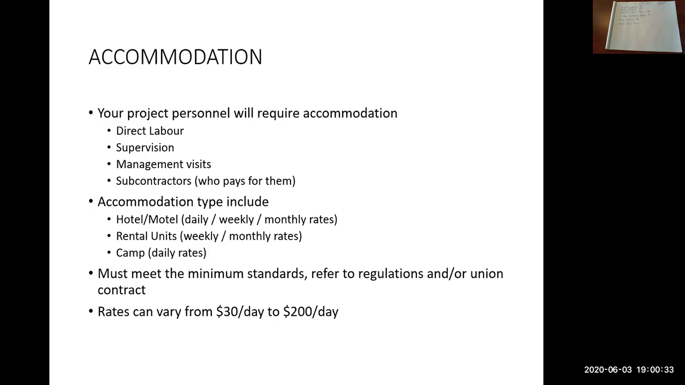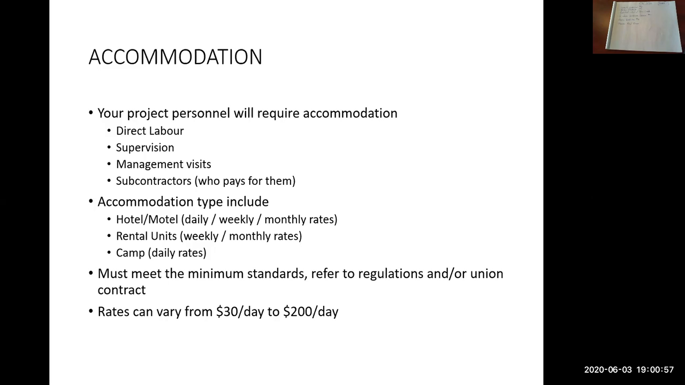So accommodations must meet minimum standards, so regulations, union contract. What that means is you can't stuff 6 people into a single bed motel room. Everybody needs their own bed. Likely it's only 2 people per room, and you would need 2 beds in there, that type of thing.